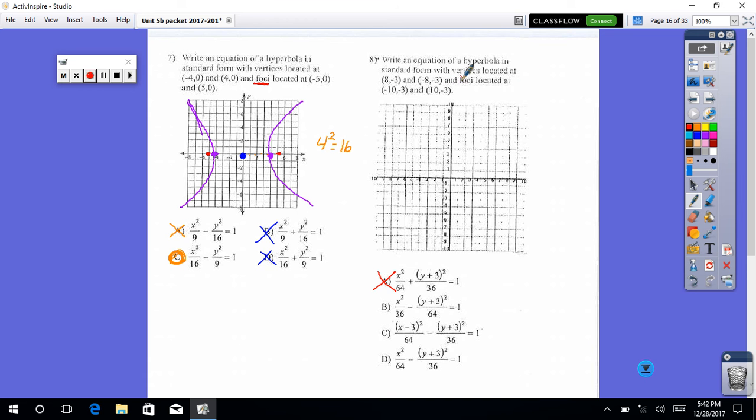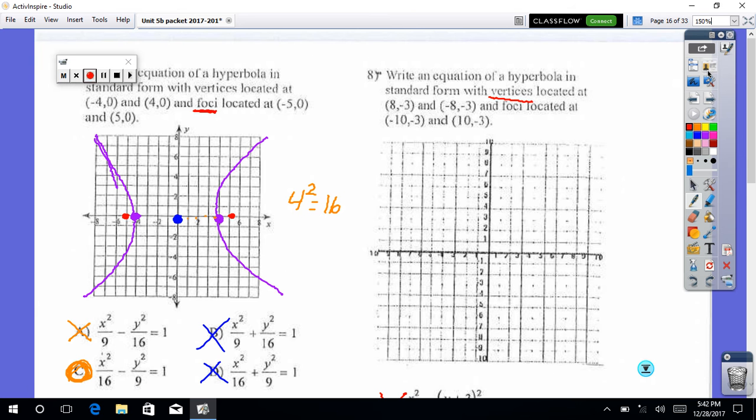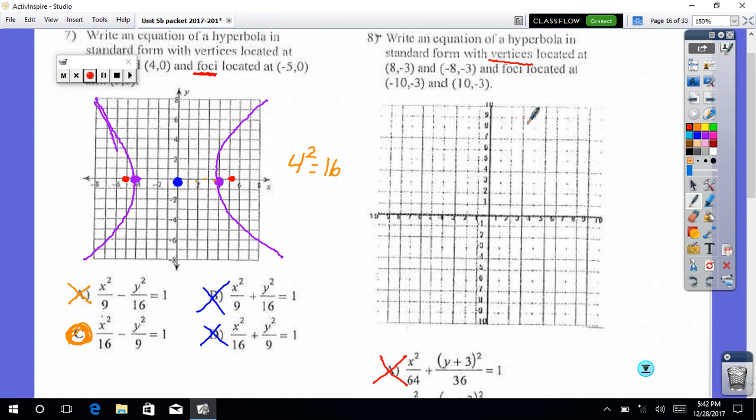My vertices I'm going to do in red. I'm going to have to zoom in on this one, sorry. My vertex is at 8, negative 3. 8, negative 3 is right there. And then at the other end we have negative 8, negative 3, which is right there. So this tells me the center is no longer at 0, 0. It's going to be a little different. My foci are at negative 10, negative 3, and positive 10, negative 3. Again, so I know I have an x hyperbola.